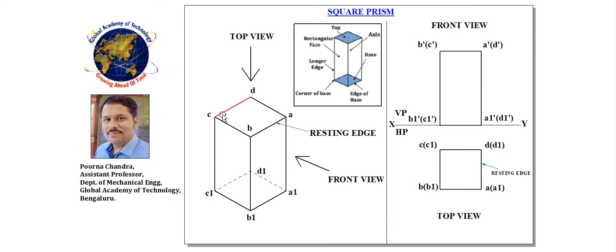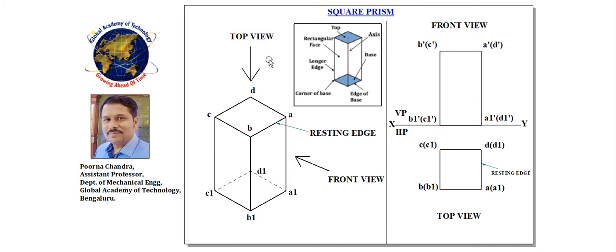The top square we can name as A, B, C, D, right? And the bottom square: below A I'm taking as A1, below B we have B1, below C we have C1, and below D we have D1, right? So now we have A, B, C, D as the top face, and A1, B1, C1, D1 as the bottom face. Two squares you can watch, right?